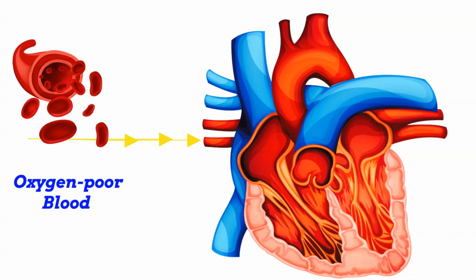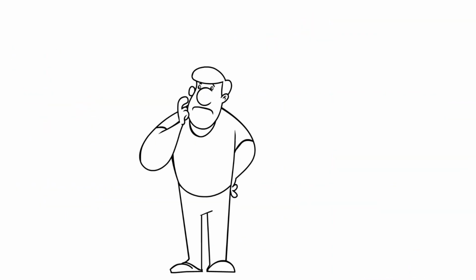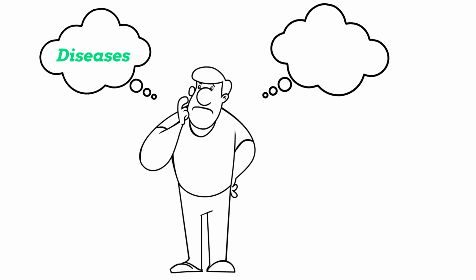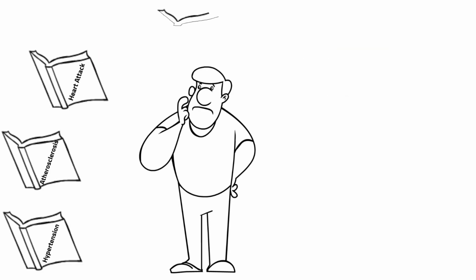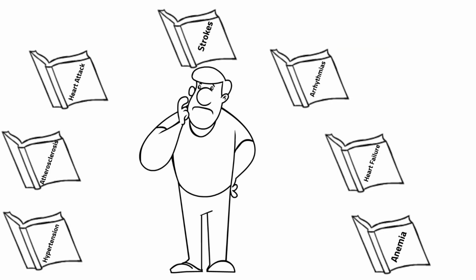Understanding how the circulatory system functions is crucial, especially when considering the various diseases and conditions that can affect it. So, what diseases and conditions are commonly associated with the circulatory system? Here are 7 key diseases and conditions that affect the circulatory system, along with their causes.